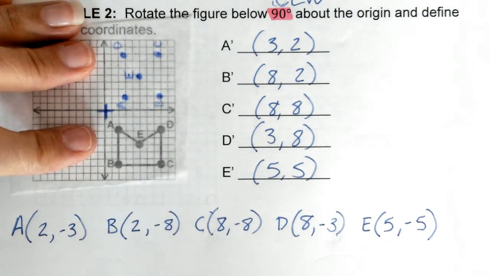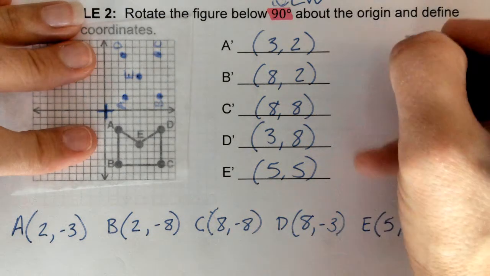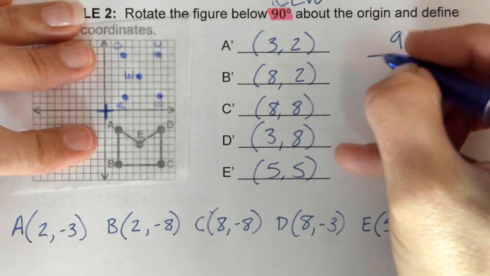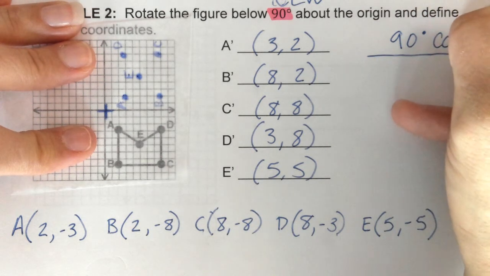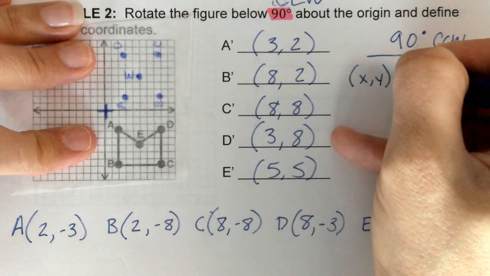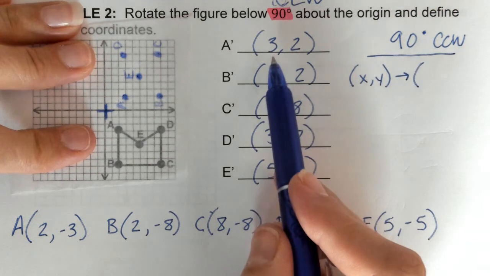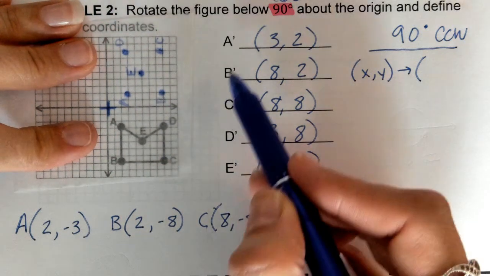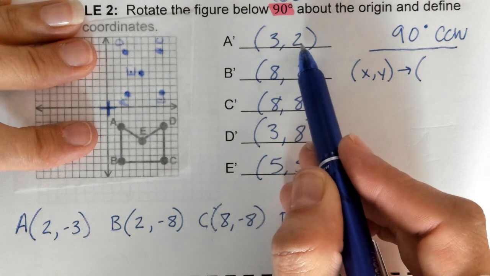Now I'm going to tell you right now, C and C prime, D and D prime are not good points to compare, simply because we have the same exact number. We're trying to figure out what happened between A and A prime, so we can just focus on A and A prime. That way we can write our 90-degree counterclockwise rule. This is going to go from X, Y, and let's figure out what happened. Well, A, starting down here, we had 2, -3. Now we have 3, 2.